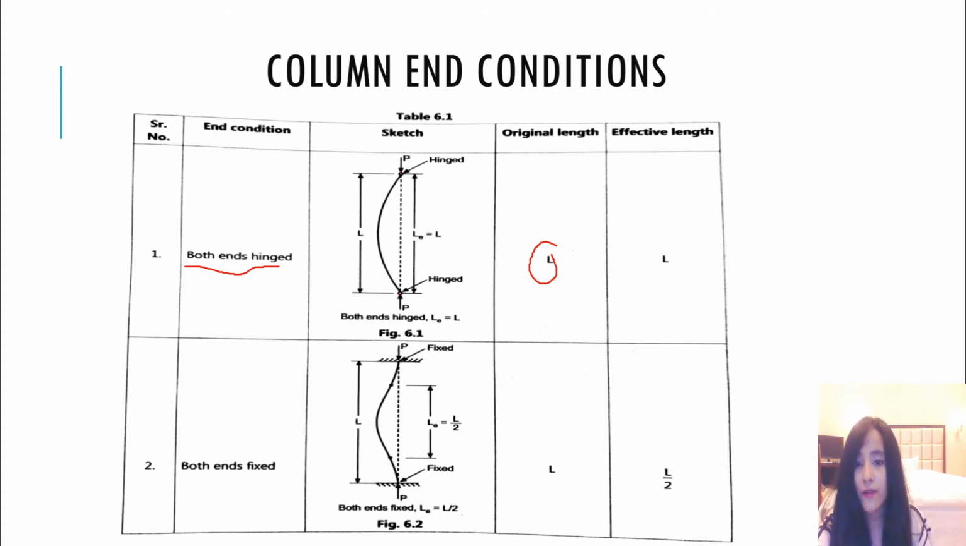Now both end fixed. In both end fixed, you see here it is fixed from here, it is fixed in here also. So उसका original length L रहेगा और जो length जहाँ पर deflect होगा, this much area will be getting deflected. Length of this column, so this much length is equal to effective length, which is equal to L by 2.